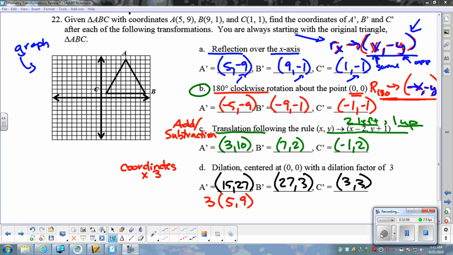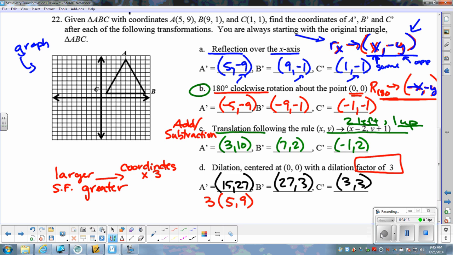If we take a look at part D with the dilation that's centered at 0, 0 with the dilation factor of 3, that means if it's a factor of 3, greater than 1, it's going to be larger. Scale factor is greater than 1. So what am I going to do? It's too much to graph this, because I don't really want to have points like 15, 27 that I have to graph. But I can just multiply each coordinate by the scale factor. So for example, I took A and multiplied 5 times 3 to get 15, and 3 times 9 to get 27. I'm going to do the same thing for each of the 3.